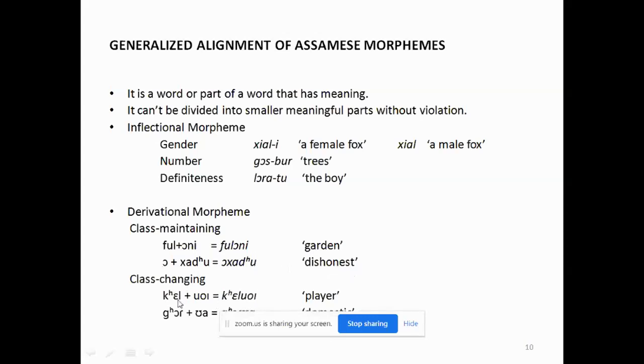And class changing morphemes are like khelway. Khel means play, and the suffix way is added here to create the word player. And ghorua: ghor means house, and the suffix ua is added here to create the word ghorua, meaning domestic.